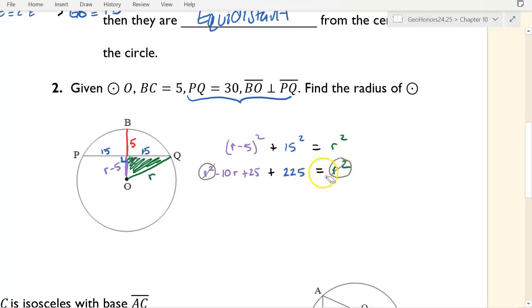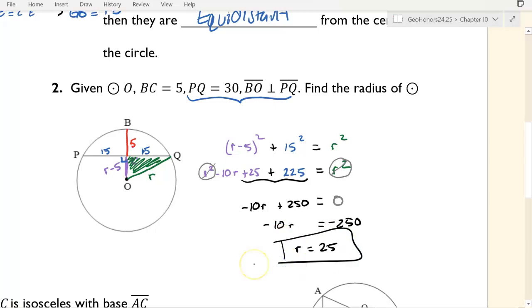That doesn't mean I can randomly move this equal sign. On the right side of my equal sign, I have nothing left. I need to put a 0 in there. And I have a negative 10r, plus 250 when I combine my like terms. And so that equals 0 is very important. I can complete this problem and find that the radius is equal to 25.